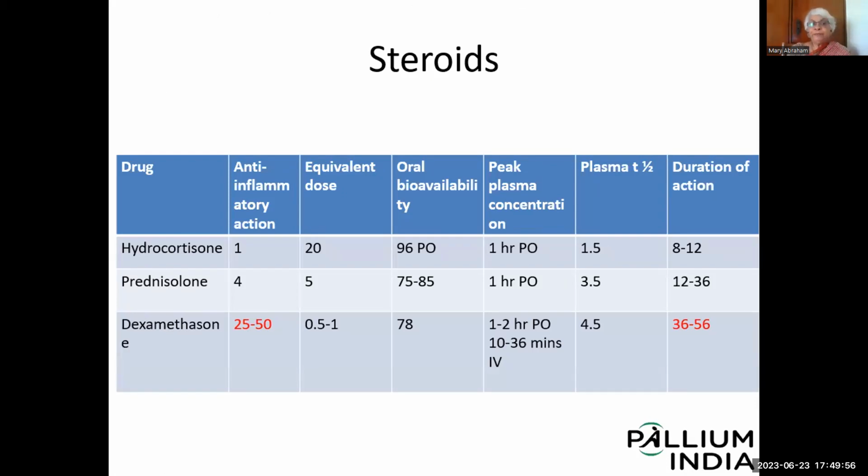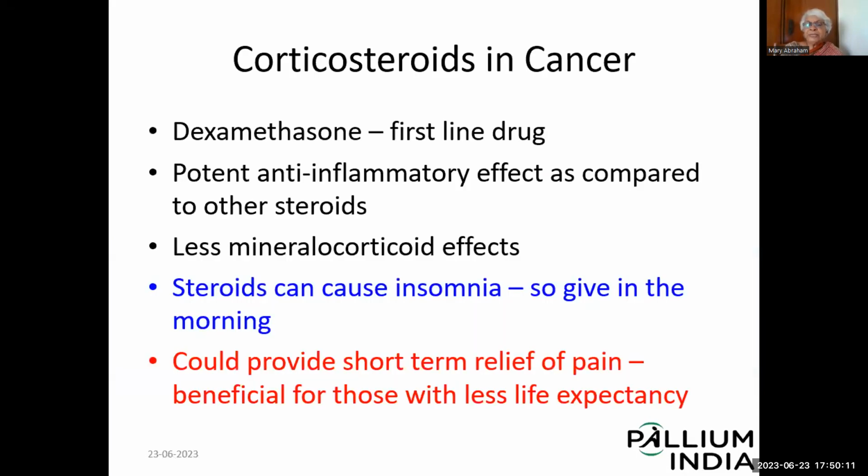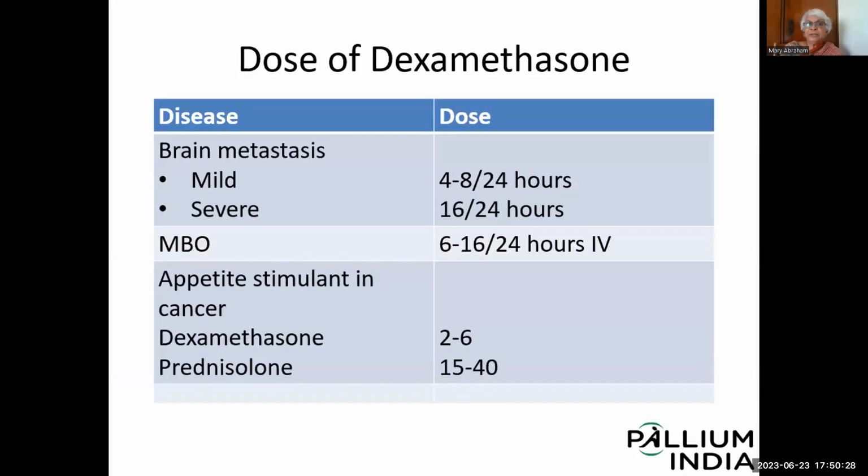It has 25 to 50 times more anti-inflammatory effect than hydrocortisone. Also, it has a very long half-life, so it can be given as a once-a-day dose. Its half-life is 36 to 56 hours. So it's a first-line drug in cancer for whatever conditions I mentioned. It has anti-inflammatory effect with less mineralocorticoid effect. Do not give it at night because it can cause insomnia. This is the dose of dexamethasone that you give for various cancers.